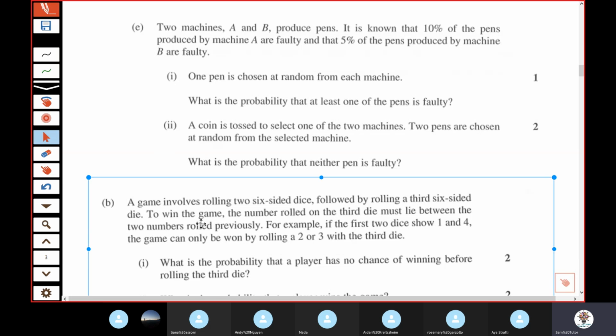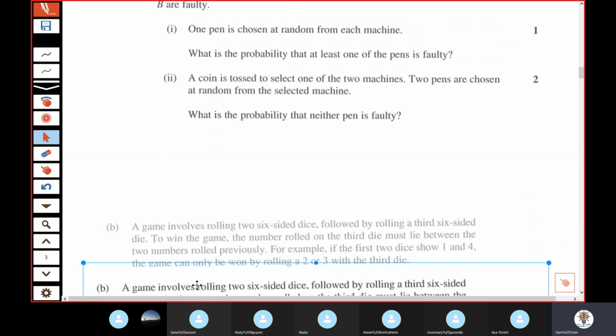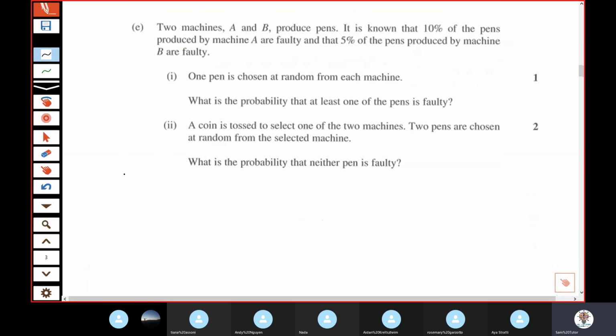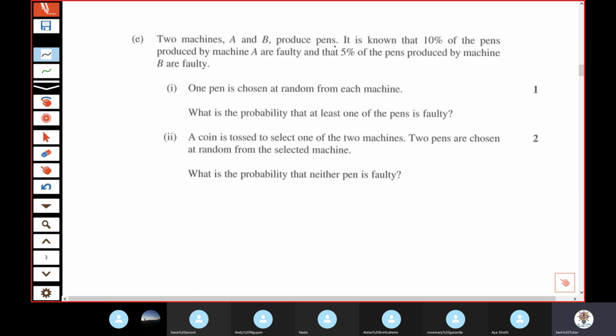All right, let's do E first. So read. Two machines, A and B, produce pens. It is known that 10% of the pens produced by machine A are faulty and that 5% of the pens produced by machine B are faulty. One pen is chosen at random from each machine. What is the probability that at least one of the pens is faulty? Okay, again, at least one of the pens is faulty.